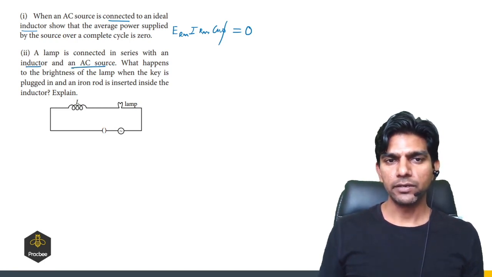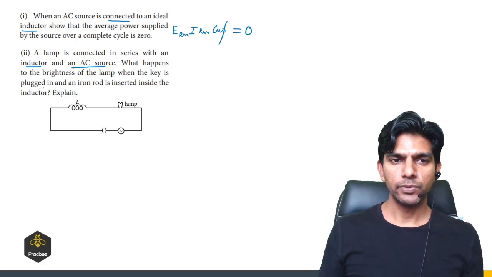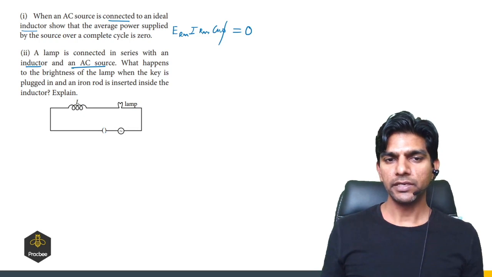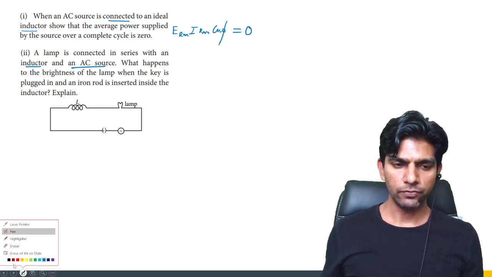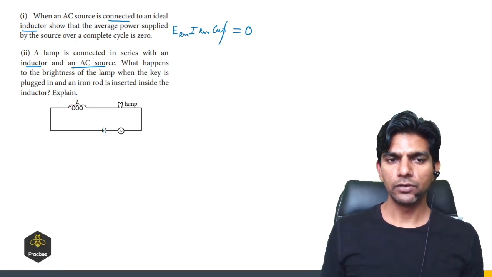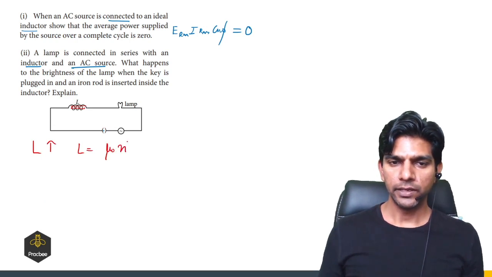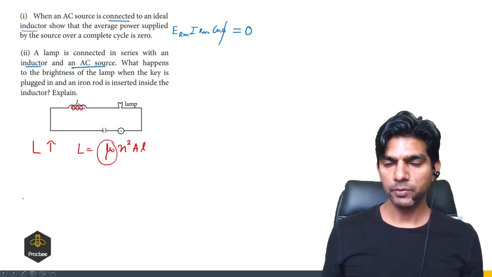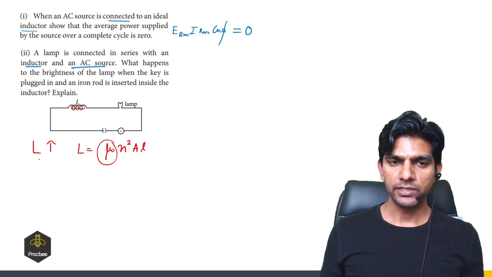What happens to the brightness of the lamp when the key is plugged in and an iron rod is inserted inside the inductor? So when the key is plugged in and we insert an iron rod, the inductance L will increase, because L is mu naught n square A times l, and this mu, the permeability of the core material, will change. So L will increase.